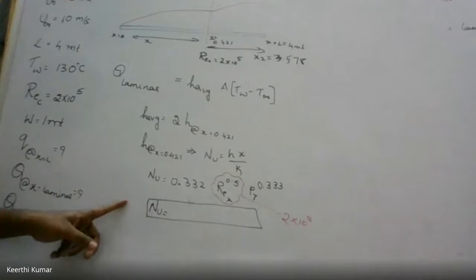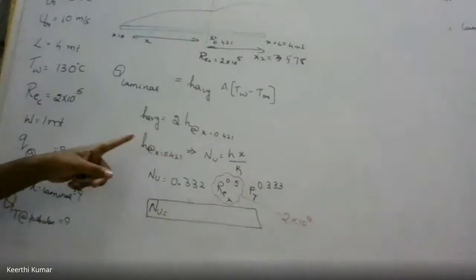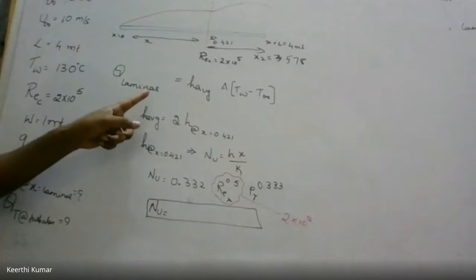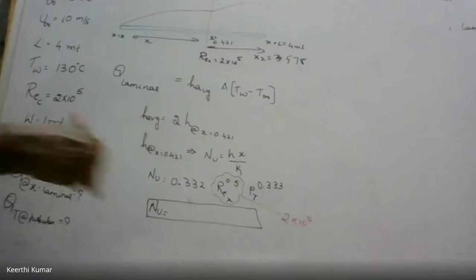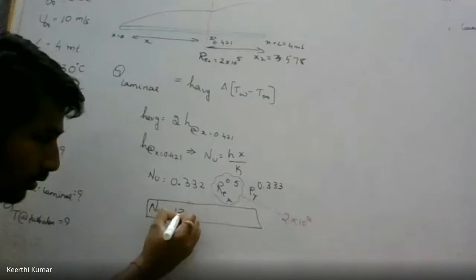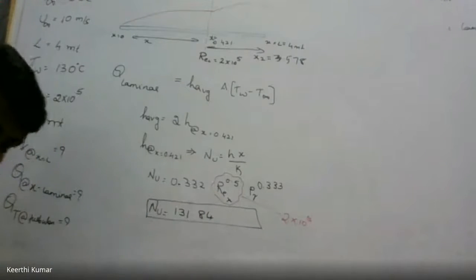First you tell the Nu, then substitute Nu here. We'll get h. That h will get substituted here. We'll get h average. Don't do Q. I'll explain the Q. First you get the h average in the reverse order. So what is Nu? Anybody got? What is Nu? So 131.343, 131.84? Okay, we got Nu something.